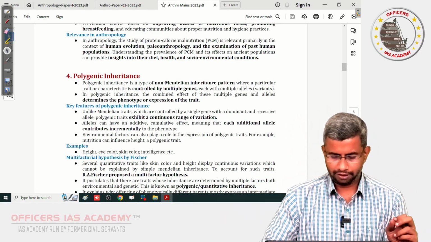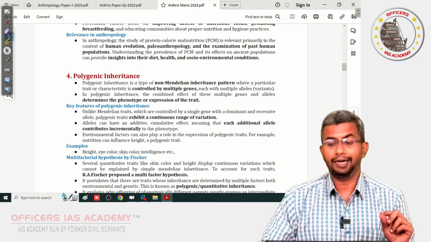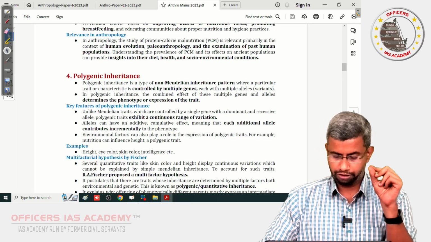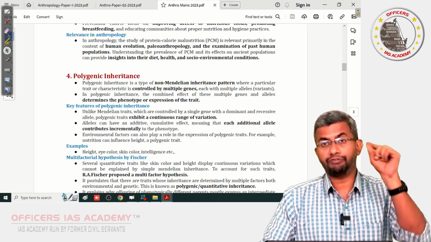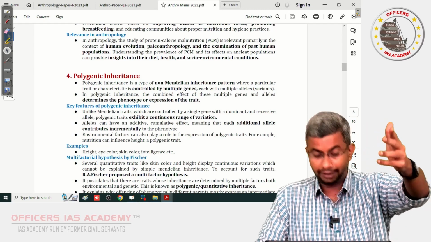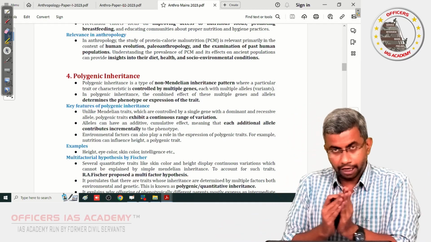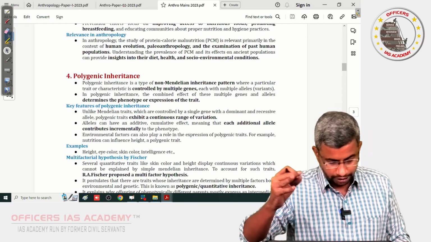Polygenic inheritance is a type of non-Mendelian inheritance pattern, and it is controlled by multiple genes. So, multiple genes and alleles determine the phenotype or expression of a trait. That is what is polygenic inheritance. It exhibits a continuous range of variation. Each additional allele contributes incrementally.